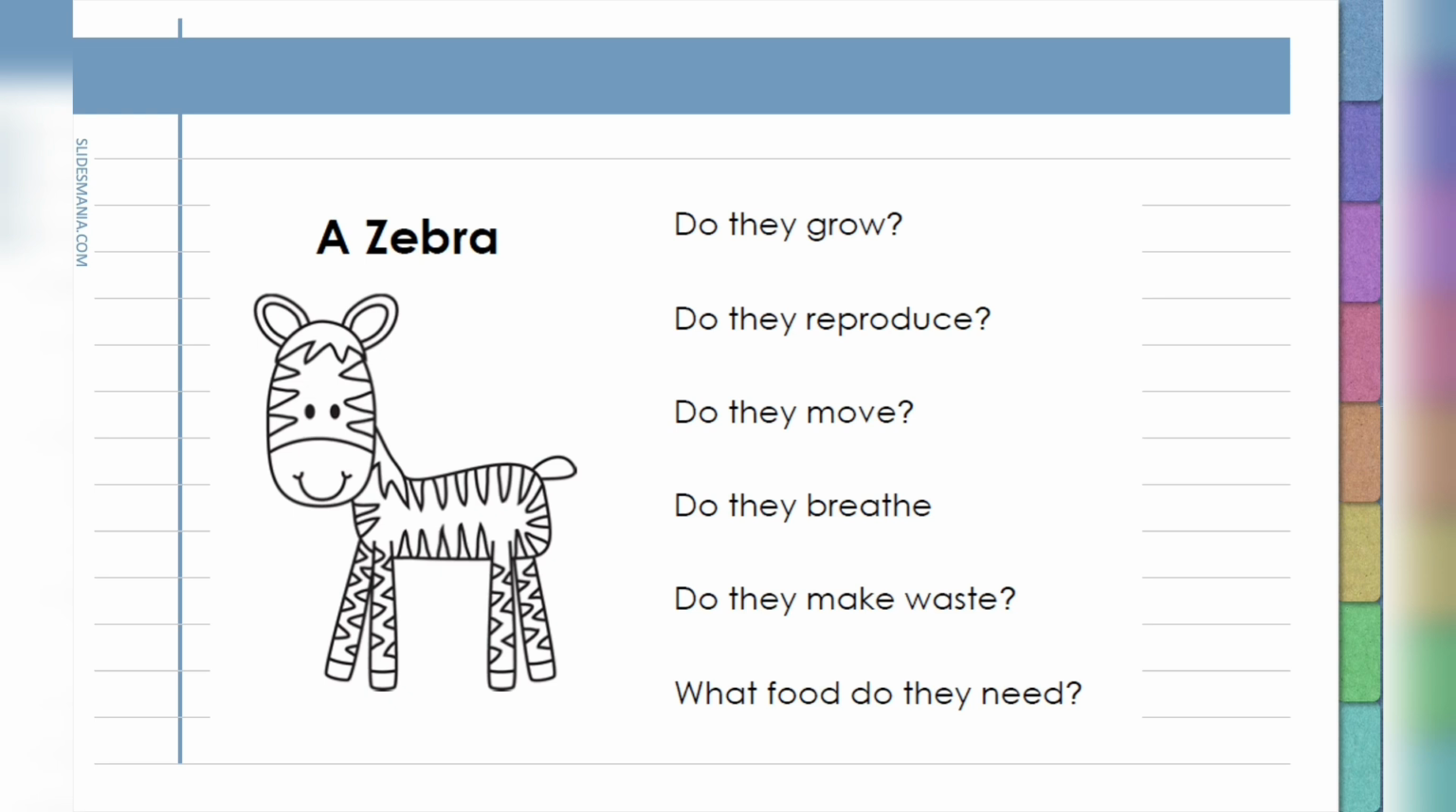Now I have one more example here. Zebra, do they grow? Yes. Do they reproduce? Yes. Do they move? Yes. Do they breathe? Yes. Do they make waste? Yes. Do they need food? Yes. So zebra is a living thing because you have yes for all of them.